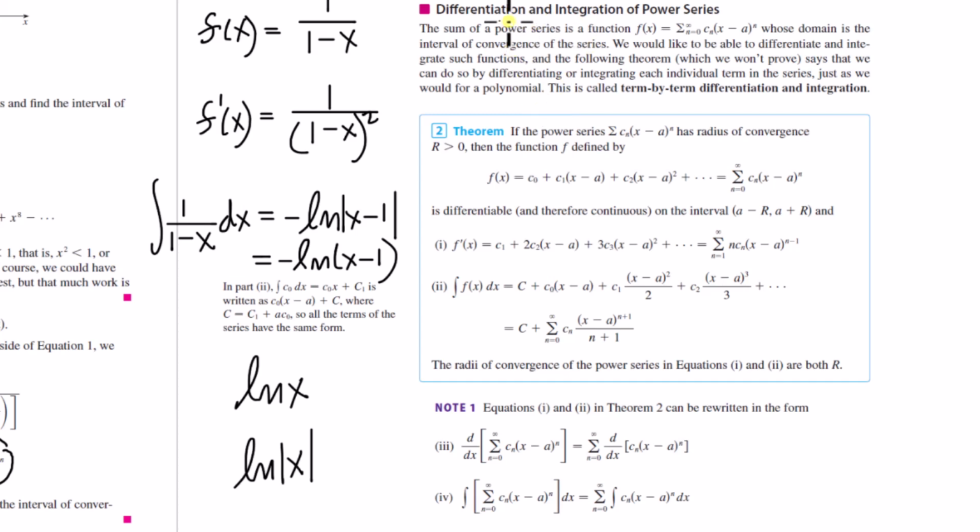Okay, so can we differentiate and integrate power series? The sum of a power series is a function like this, right? Here's the general form of a power series, whose domain is the interval of convergence of the series. We would like to be able to differentiate and integrate such functions. And the following theorem, which we won't prove, says that we can do so by differentiating or integrating each individual term in the series, just as we would for a polynomial, okay? This is called term-by-term differentiation and integration.